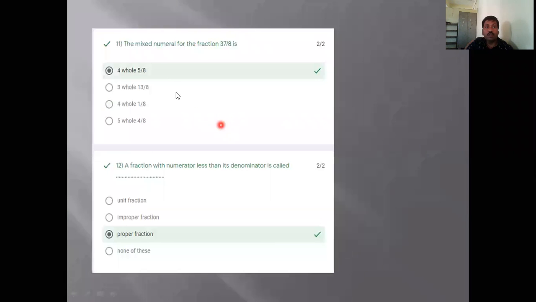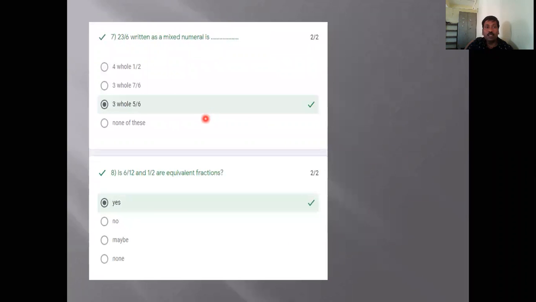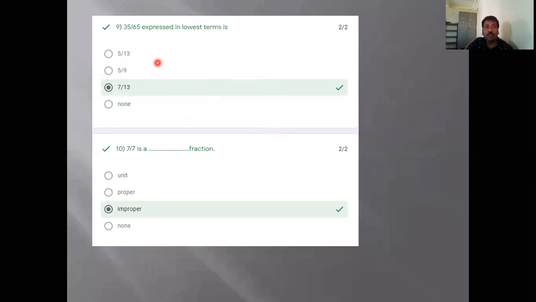Now, next question. The mixed numeral for the fraction 37 by 8. We can solve this question in the same way. We have already discussed this in these questions. Question number 9 we can solve in the same way as question number 6.